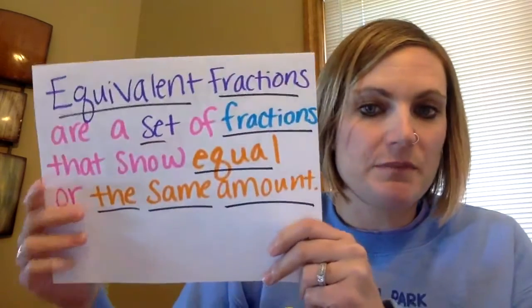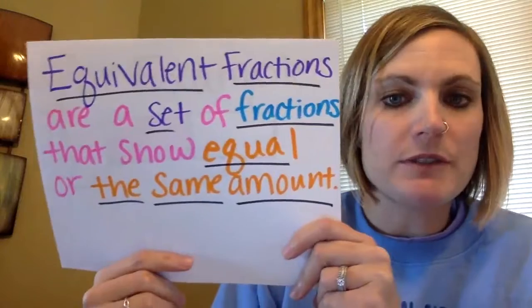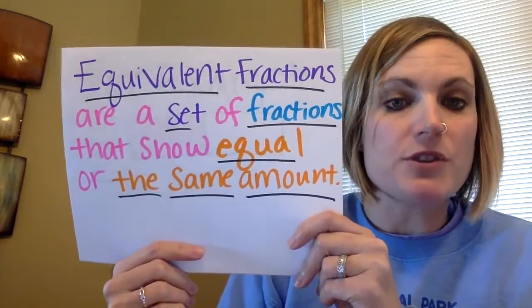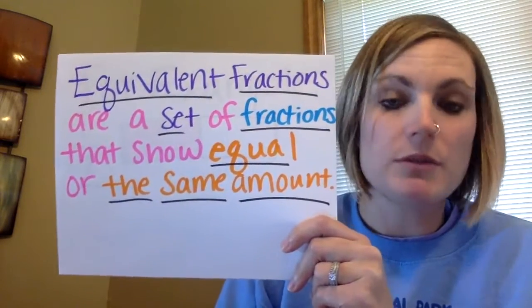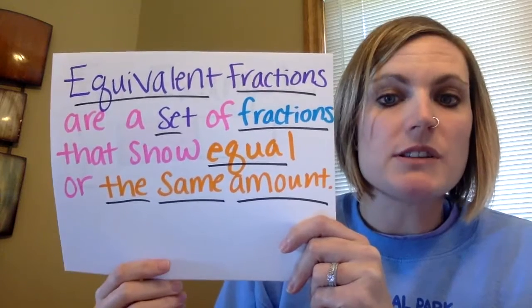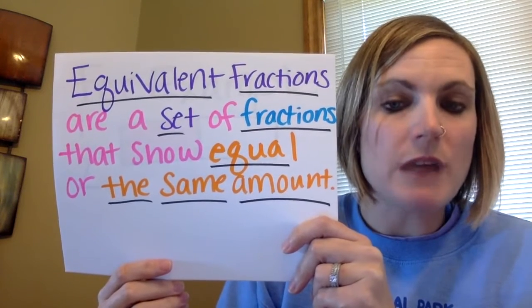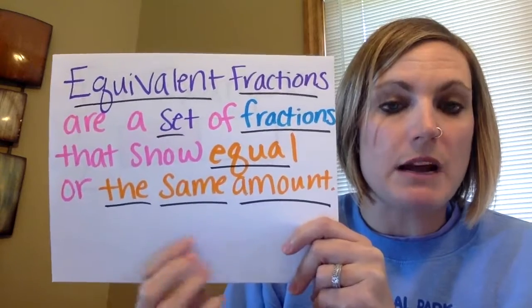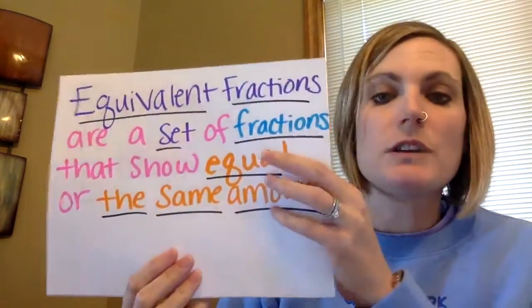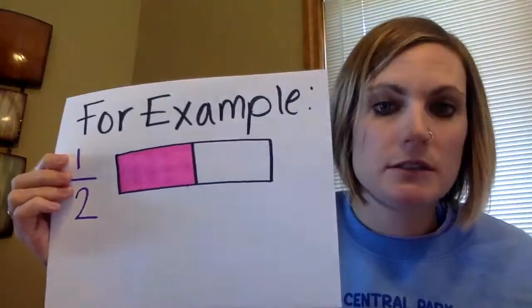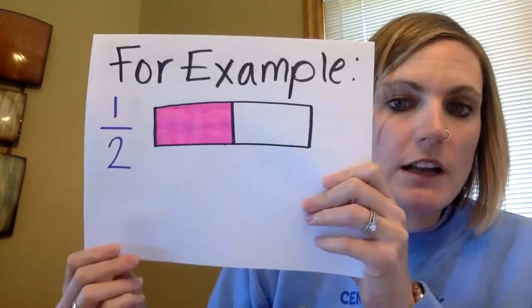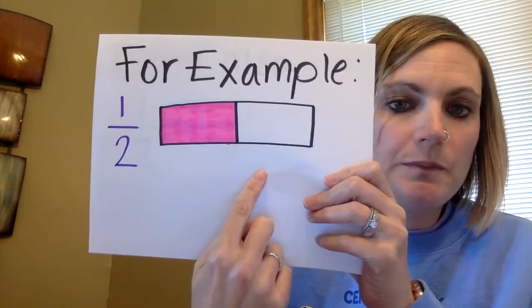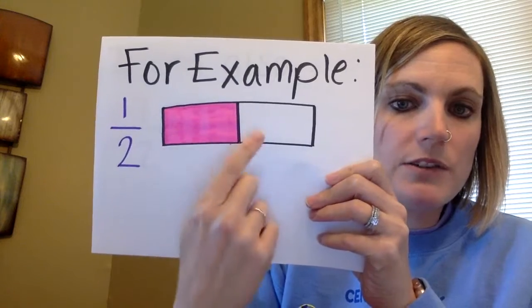I'm here to review with you equivalent fractions. If you remember, equivalent fractions are a set of fractions. So two or more fractions would be a set of fractions that show equal amounts or the same amount. For example, here, I have the fraction 1/2. One piece is shaded, 1 out of 2, 1/2.